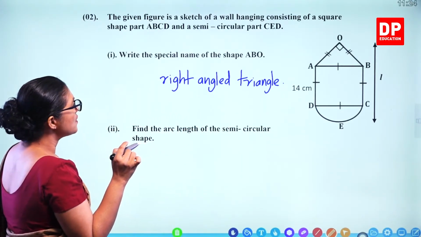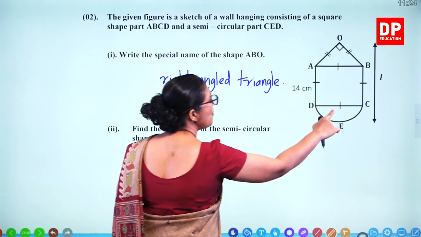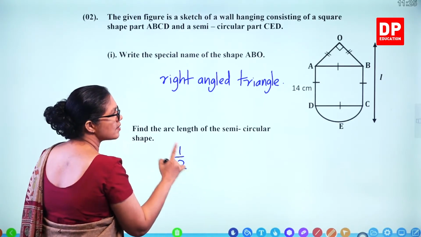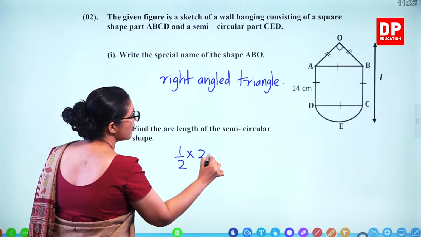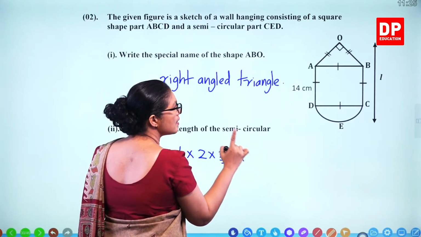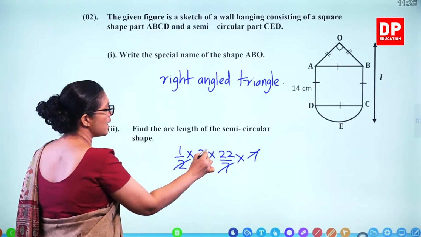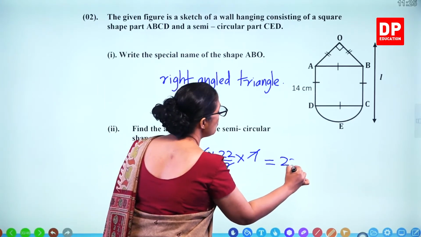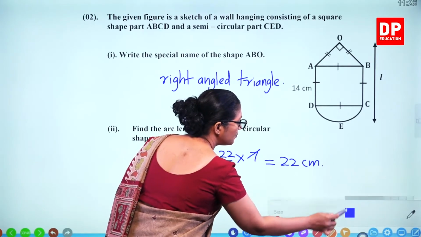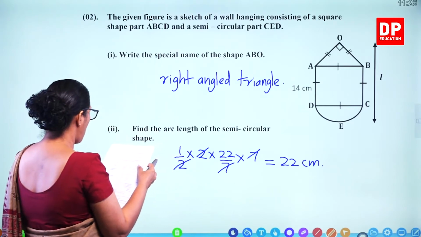Find the arc length of the semicircular shape. Diameter is 14. So arc length of a semicircle is half of 2 pi r. 2 into 22 over 7. The radius is 7, diameter is 14. 7 and 7 get cancelled out, 2 and 2 get cancelled out. You get 22 centimeters as the arc length. So you get marks.